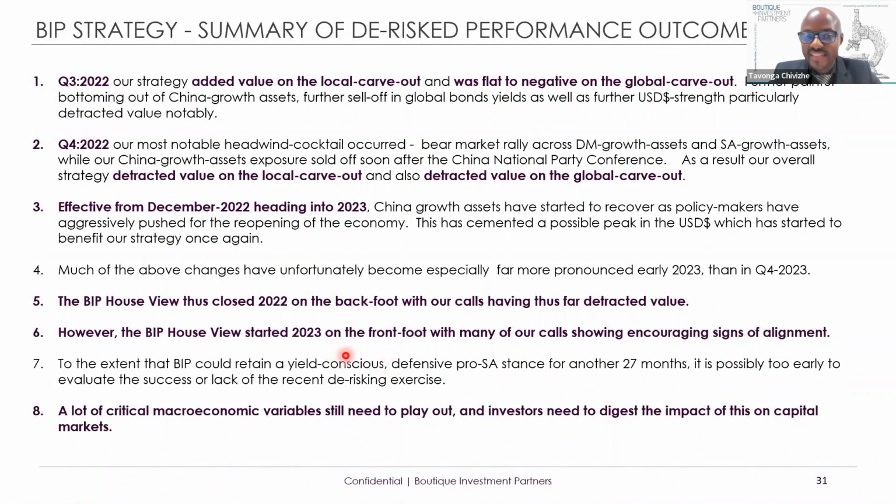But again, it's way too early to sort of claim victory. We still have another 27 months to go. And there's still a lot of very complicated macroeconomic variables that the market has to digest. So we could pretty much say BIP is still very, very anxious, but we think that a lot of things are confirming what we sought to achieve with our de-risking call. We would have been less anxious if our 2022 numbers could show that we're de-risked. Unfortunately, they almost look like we took on more risk.